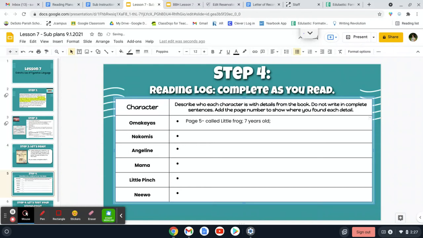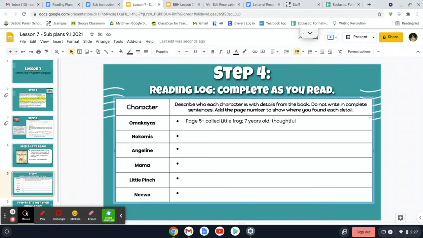So I'm going to type that. It says that she was missing her front teeth. That's not too important. She's got brown eyes. It says she's thoughtful. That's a good character trait to add. Just looking for the most important things. And I think that's about it for page 5. So let's turn to page 6.